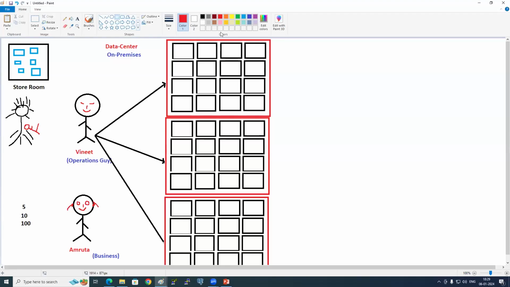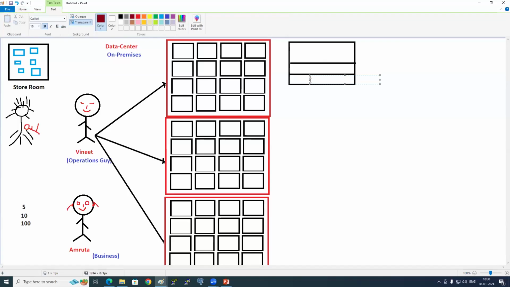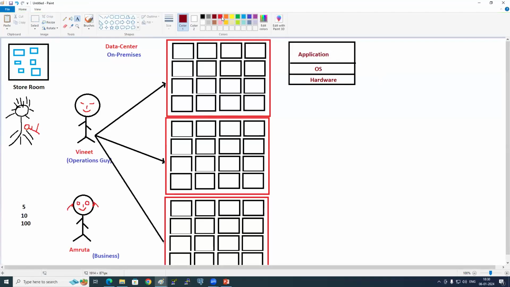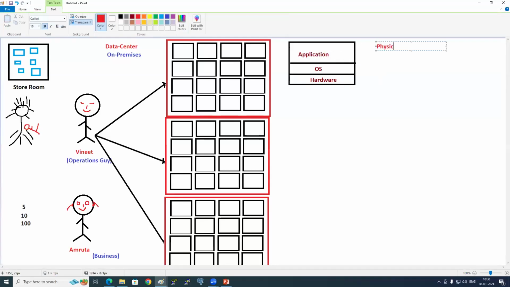Do you see this here now? If you take a physical machine, what do you have at the bottom? At the bottom you have hardware, on top of it OS, on top of it application. Fantastic. So here you have hardware, OS, and on top of it you have application. Can we call this a physical machine? Yes, this is a physical machine. So this is the traditional architecture.